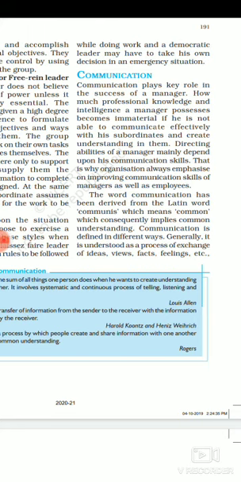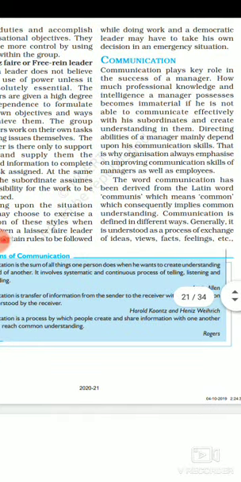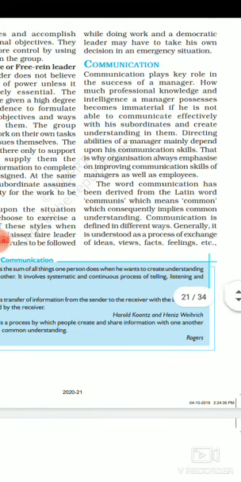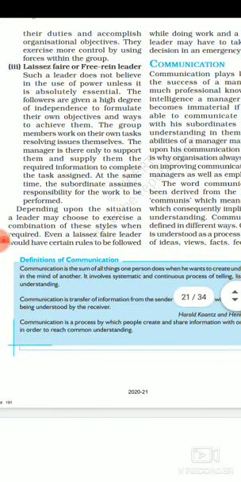For this we have to define communication first. Generally, communication is a process of exchanging ideas, views, facts, feelings, etc. It means, what is communication? Communication is a process by the help of which we are able to exchange or transfer our ideas, our views, our information, facts, and our feelings to others. So this process is called communication.